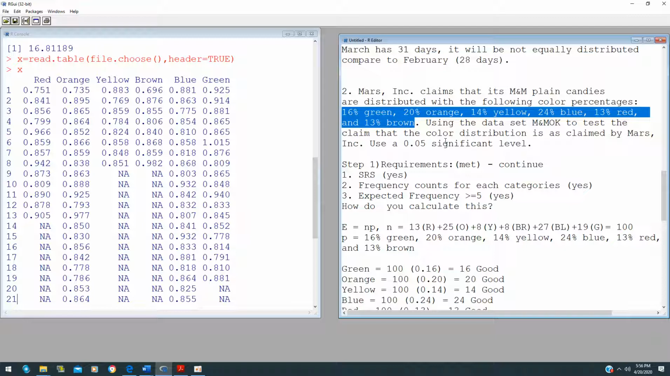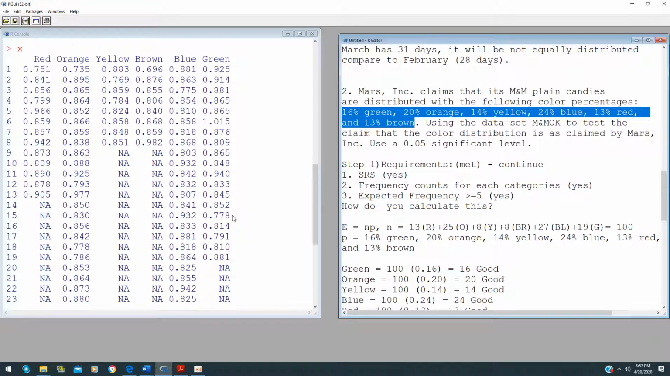Now, these percentages given by Mars are called the population proportion P, not P hat. It doesn't come from the sample, it comes from the population. But when you look at the data, I go to the read table and get M&M OK. This is a sample. So don't forget, the population is what is given to us, and the data file is a sample.